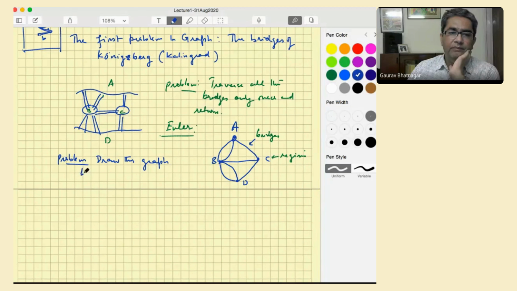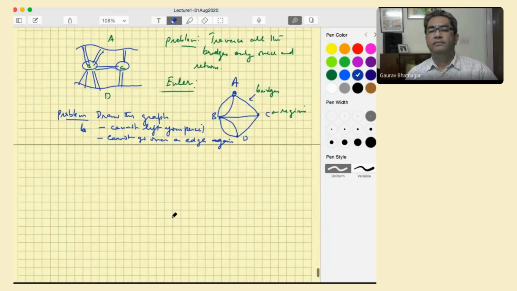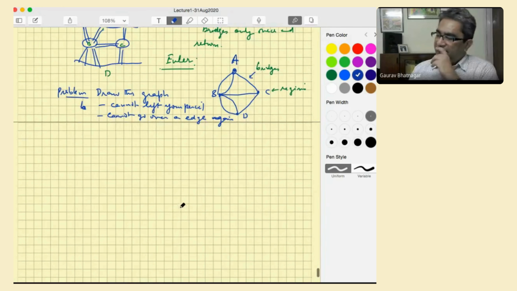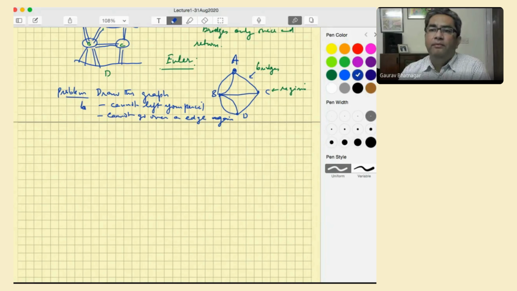So you cannot lift your pencil, and cannot go over a line again, an edge again. Okay, so draw this graph without lifting your pencil from paper and without going over a thing again.